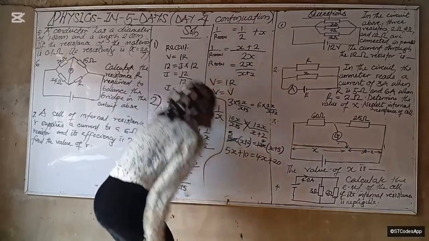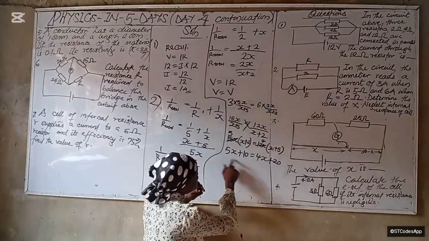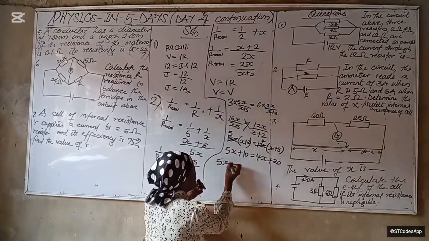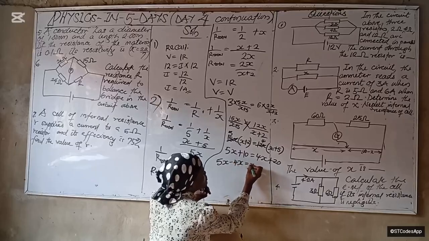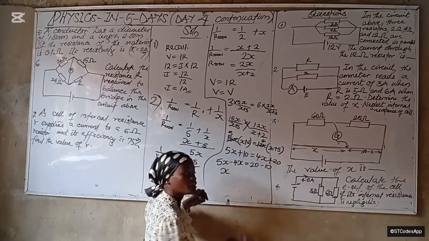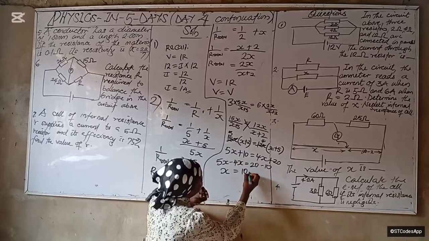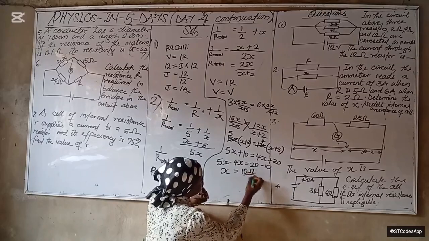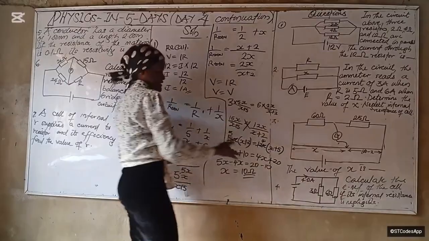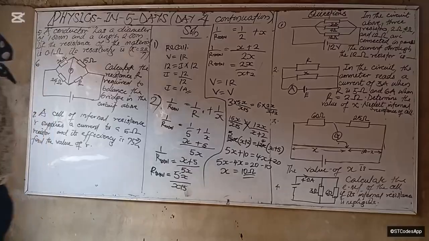So we basically collect like terms here. 5x minus 4x equals 20 minus 10. 5x minus 4x will give us x, which equals 10 ohms. The value of our x is 10 ohms for question 4.